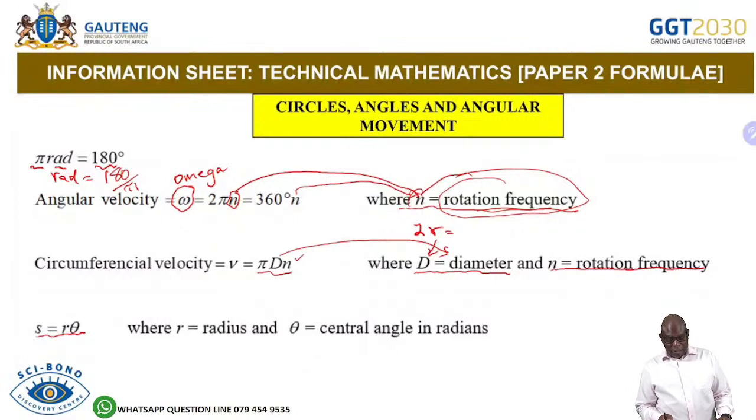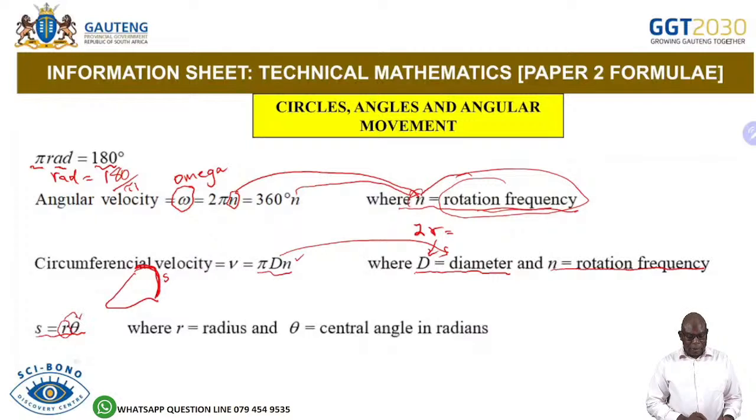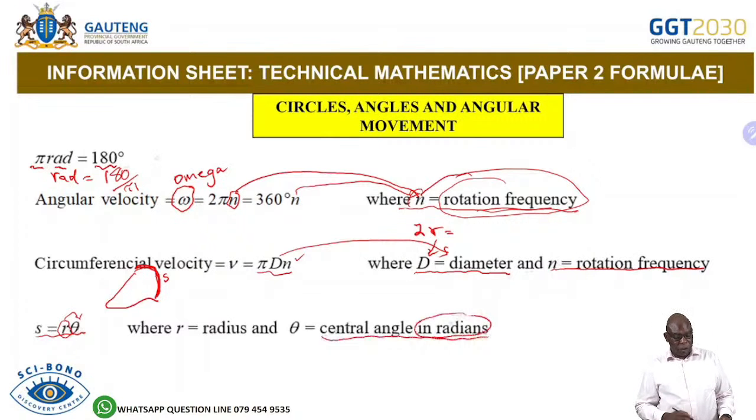The arc length, s stands for the arc length. So the arc length means if I've got something like this, that circular part there is called the arc length. The arc length is equal to the radius multiplied by the angle, but the angle here must be in radians. So if I'm given 15 degrees, I must change it and make it radians. I've got degrees, I must change it to be radians.